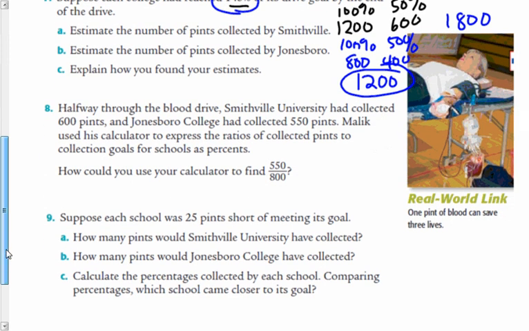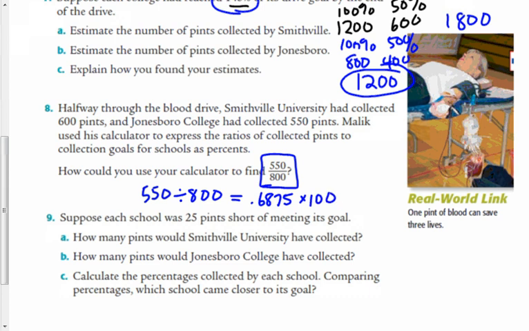Let's do, it says, how can you use your calculator to find this ratio? And we want to know what percent it is, and so I'm just going to show you how to change a ratio into percent. So what we're going to do is 550 divided by 800 on our calculator. And that equals 0.6875. Now to change it to a percent, all we have to do is multiply by 100. And what that does is moves the decimal over 2 places. And I think I'll just round it to the next whole number, so about 69%. And that's how you use your calculator to do that.